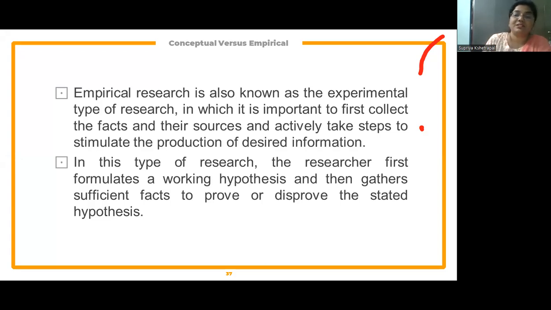So empirical research is experimental research, in which it is important to first collect the important facts, their sources, and actively take steps to stimulate the production of the desired information. तो जैसे हम लोग यहाँ वेरिएबल का यूज करते हैं, जहाँ हमारा पूरा कंट्रोल हमारे वेरिएबल्स के ऊपर है, ऐसा ये एम्पिरिकल रिसर्च है, ऐसा ही हमारा एक्सपेरिमेंटल टाइप ऑफ रिसर्च है. तो ये कैसे एक दूसरे से रिलेटेड है.